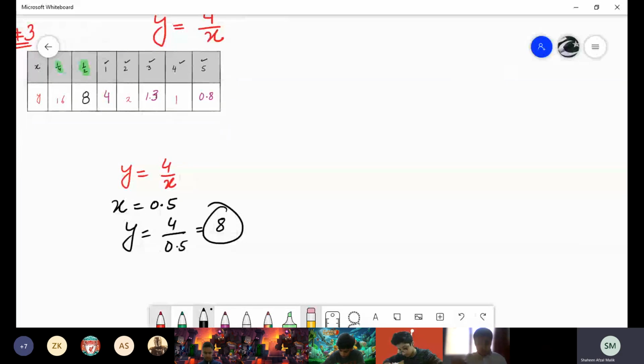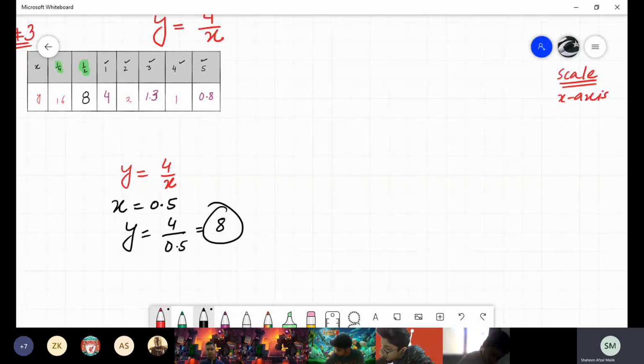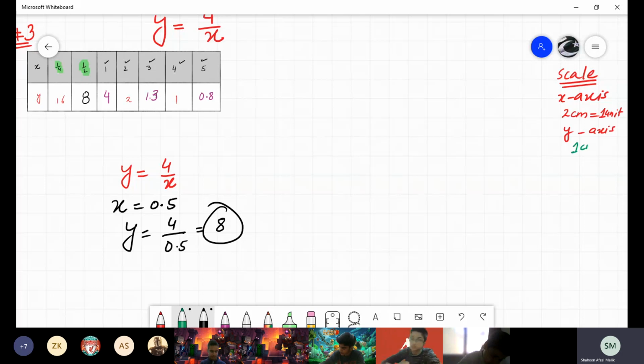If we want to draw the graph, first of all we have to mention the scale. What is the scale of the graph? So the scale on the x-axis first. Ma'am, on the x-axis, 2 centimeters represent 1 unit. And on the y-axis, 1 centimeter is 1 unit. So I'm writing for the y-axis with a different color, 1 centimeter is equal to 1 unit.